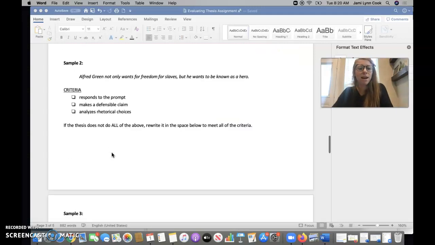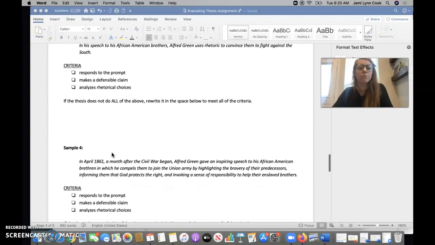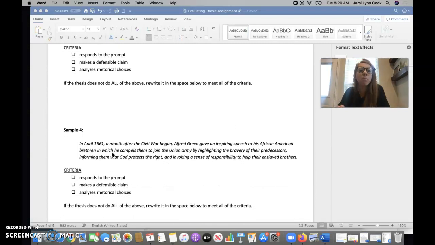So let's scroll down to sample 4. "In April 1861, a month after the Civil War began, Alfred Greene gave an inspiring speech to his African American brethren in which he compels them to join the Union Army by highlighting the bravery of their predecessors, informing them that God protects the right, and invoking a sense of responsibility to help their enslaved brothers." Wow, I think that's a well-written thesis, but let's see if it meets the criteria.